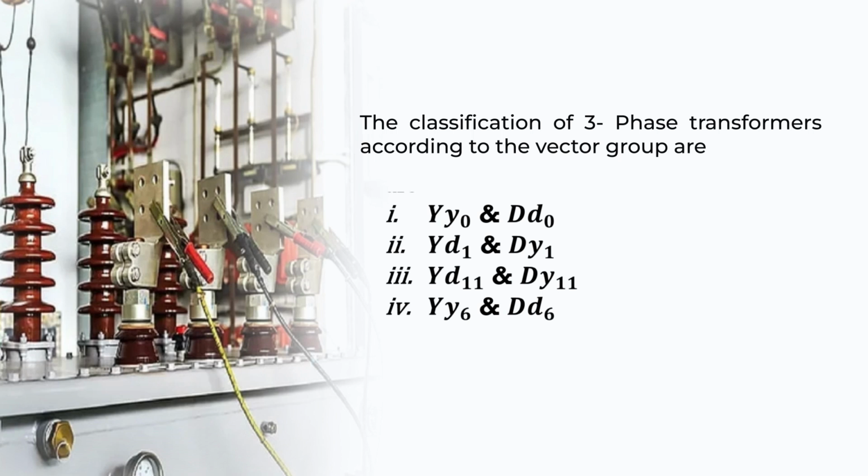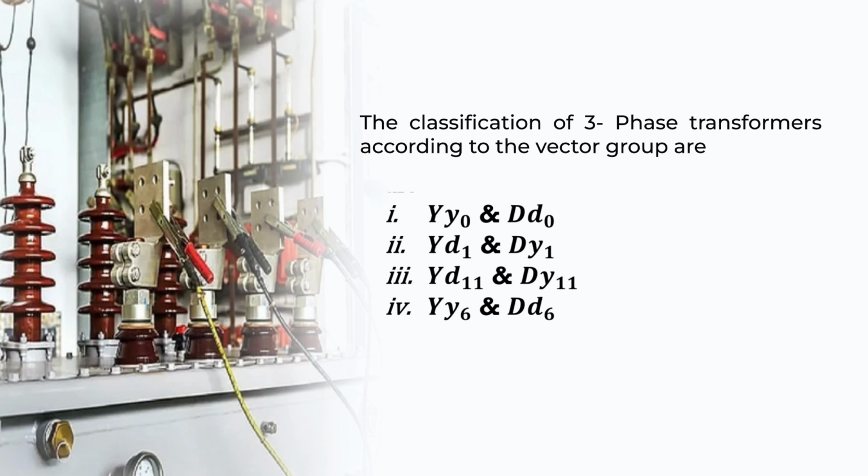The classification of a three-phase transformer according to vector group includes YY0 and DD0, where the capital letter Y stands for the high voltage winding connected in star, the small y gives the low voltage winding again connected in star, and the phase difference between the high voltage phase and the low voltage phase is 0 degrees. Similarly DD0, where capital D stands for the high voltage winding connected in delta, small d for the low voltage winding connected in delta, and again the phase difference is 0.